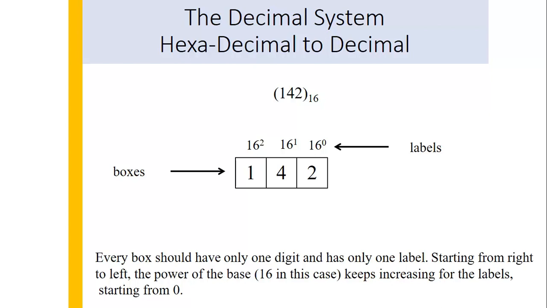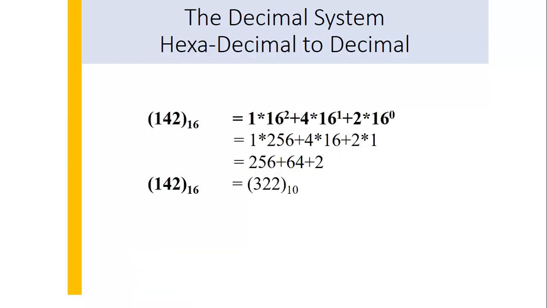Hence the equation becomes like this: 1 into 16 to the power 2 plus 4 into 16 to the power 1 plus 2 into 16 to the power 0, that is equal to 1 into 256 plus 4 into 16 plus 2 into 1, that is 256 plus 64 plus 2, that is 322. Hence 142 in hexadecimal is equivalent to 322 in decimal, right?